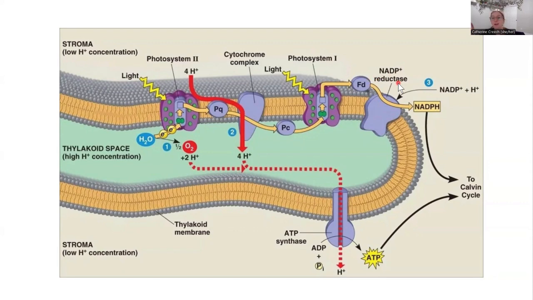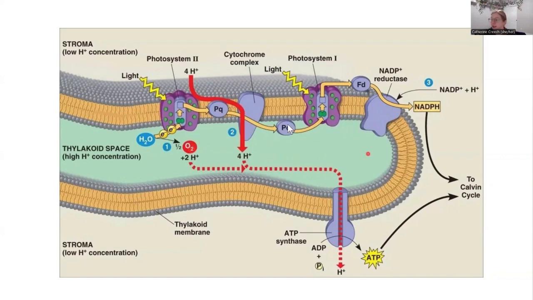Remember OIL RIG? Oxidation is loss, reduction is gain. Gain of what? Electrons. So if this is reductase, it's going to be adding electrons to something. And what it is adding electrons to is the empty electron carrier. Here we're adding an electron. Now we have a full electron carrier, and we can take that high energy electron over to the Calvin cycle.